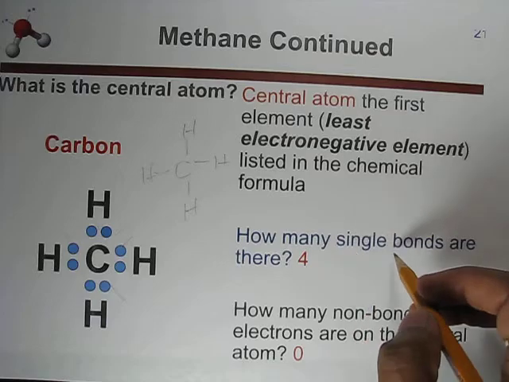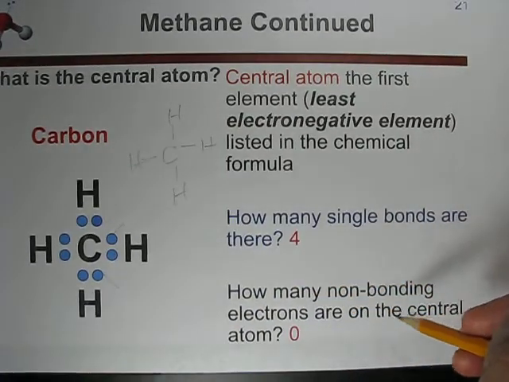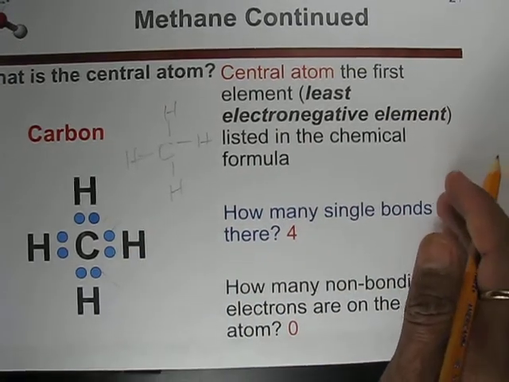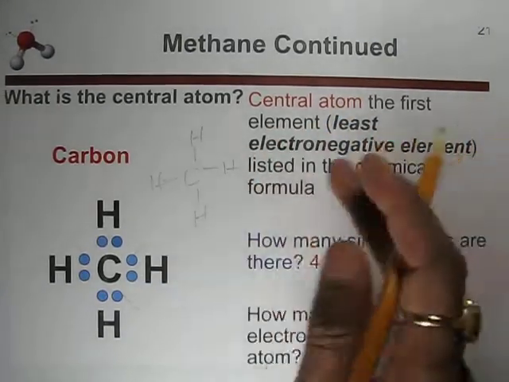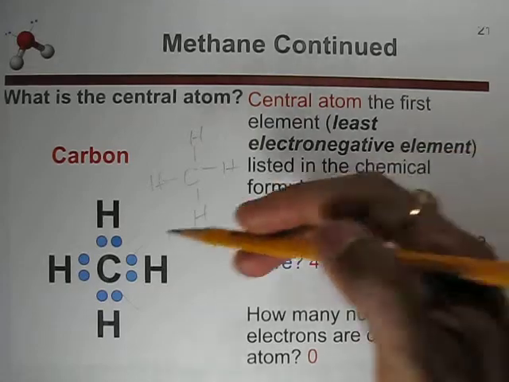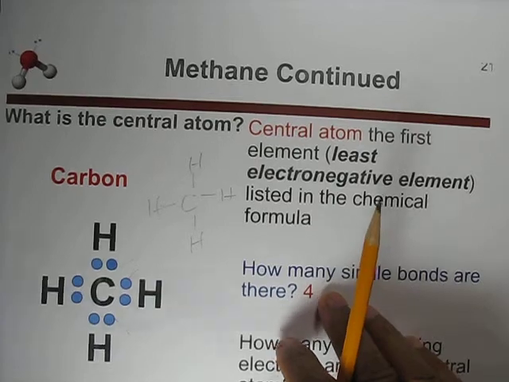So how many single bonds are there? There will be 4. And how many non-bonding electrons are there on the central atom? 0. So there are no electrons left non-bonded. All the electrons are used in the bonding.